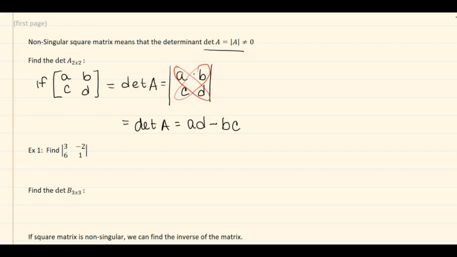So this is going to give us a number. And we've got to make sure that that number does not equal 0. If it does equal 0, then it's singular. If it doesn't equal 0, then it's non-singular.